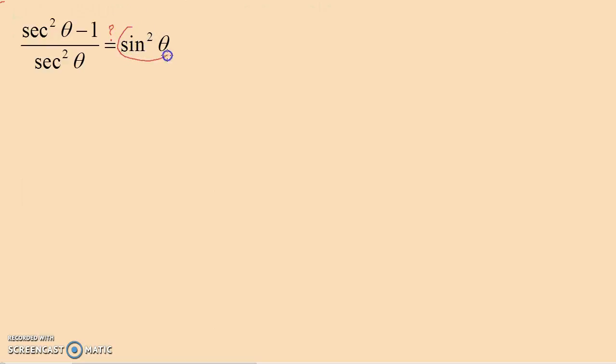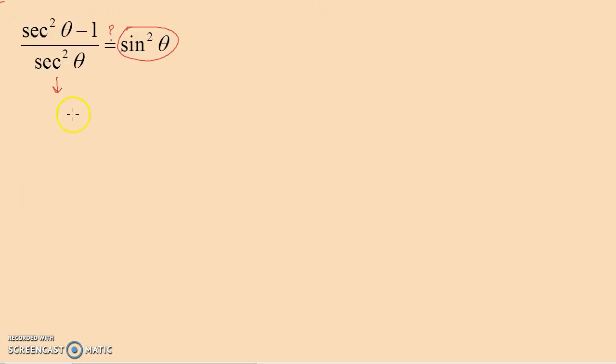So basically, this is the answer. Sine squared is the answer to my problem. I just got to show that I could start with this left side and work it to make it look like sine squared. It's actually really, really easy to do. There's actually several different ways you could do these problems. There's not always one exact way. There's multiple ways. As long as you end with sine squared, following your rules, you will be correct.